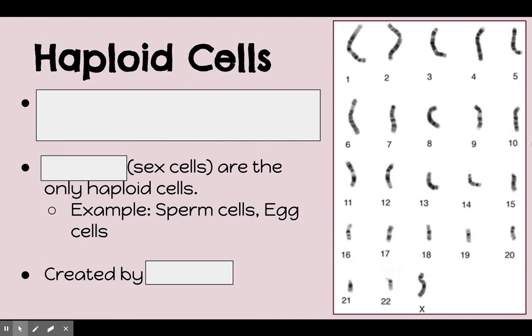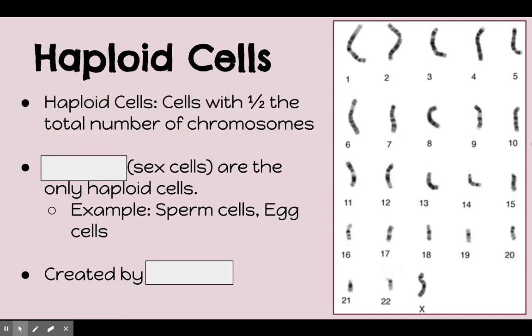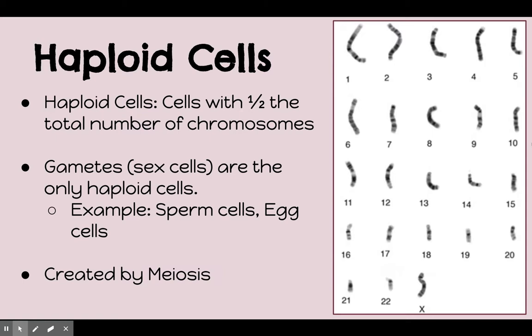Then haploid cells are cells with half the number of chromosomes. These are your sex cells. Another name for your sex cells is gametes. And these are the only haploid cells in your body. So for example, sperm cells and egg cells. And these are created by meiosis. When you look at the karyotype of a haploid cell, you can tell that instead of having 2 chromosomes at each of these markers, you just have the 1 chromosome.